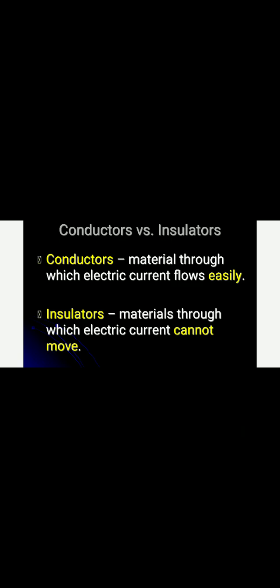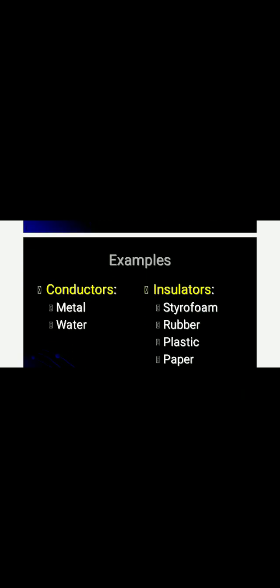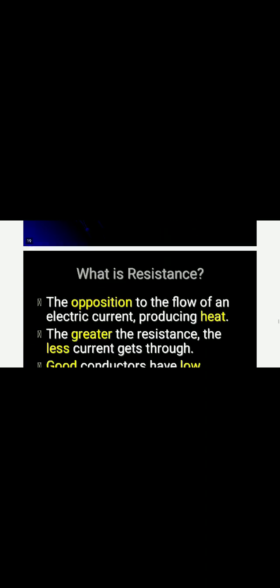Conductors: materials through which electric current flows easily. Insulators: materials through which electric current cannot move. Examples of conductors: metal and water, etc. Insulators: rubber, plastic, paper, etc.